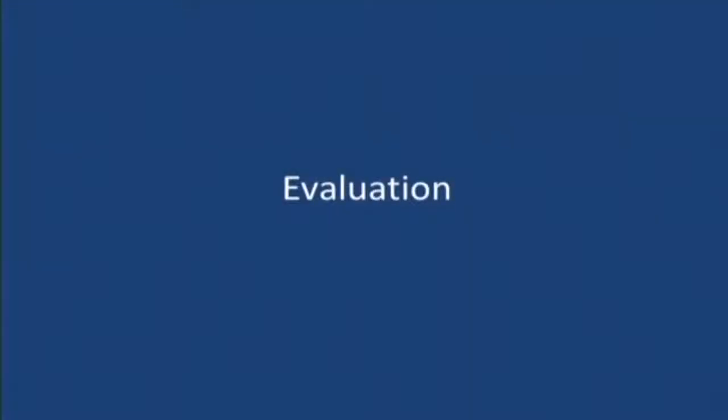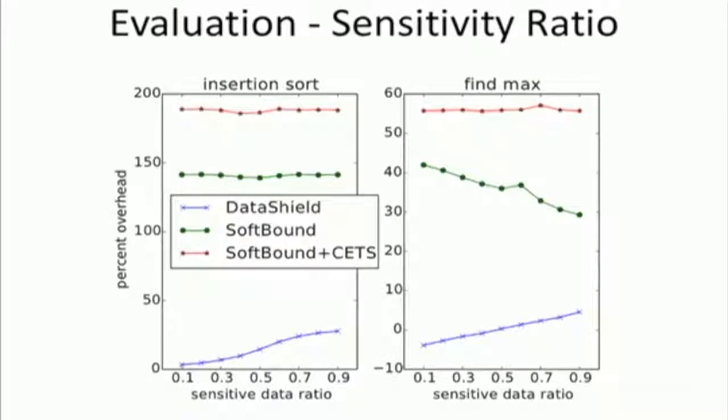So now I'll talk about the evaluation of our mechanism. These are the highlights of the evaluation from the actual paper. If you're interested, there are a few more case studies in there that you can check out. A key question that we want to answer is, does our idea of protecting a subset of the data actually give us lower overhead?